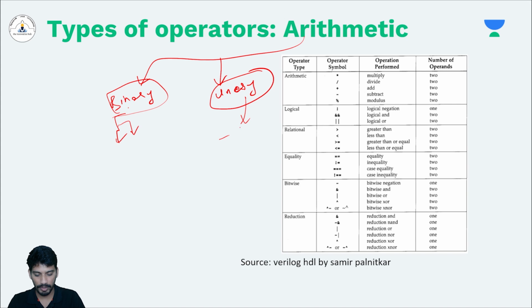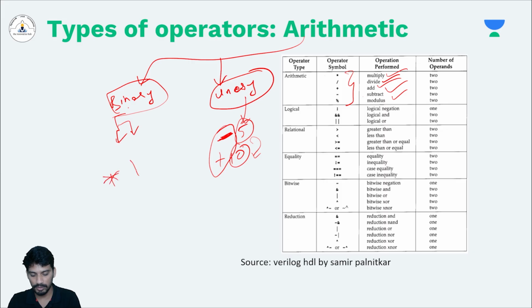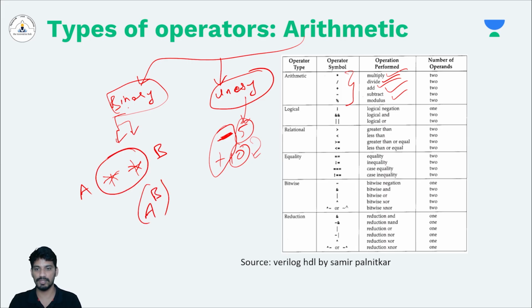The example of a unary operator is like this. If you want to define a -5 or +10, these are unary operators. You can define the sign of any value. And binary operators, there are different binary operators like this: multiply, divide, add, subtract, modulus. Apart from this, there is one more binary operator called power. If you want to do a power b, that means a over b, then you can use this operator, double asterisk, which will give the power of a over b.